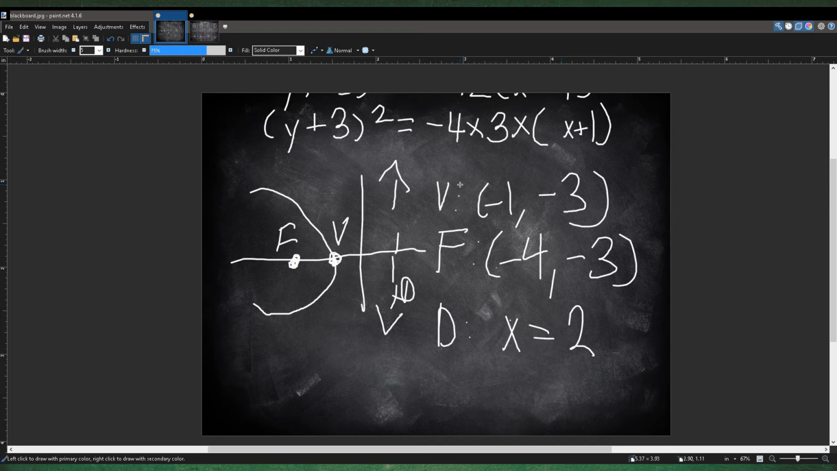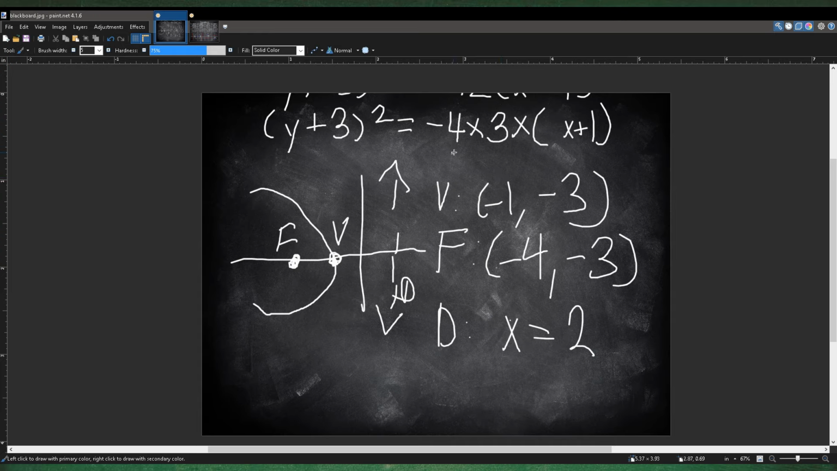You just draw a picture, get the vertex, focus, and the directrix. And that's how you draw the general outline. It's basically just that simple. You could do this for basically anything. When you have the equation, get it to that general form, draw a picture, and think about it.